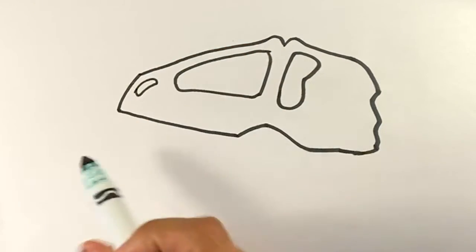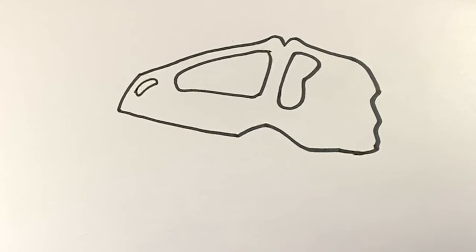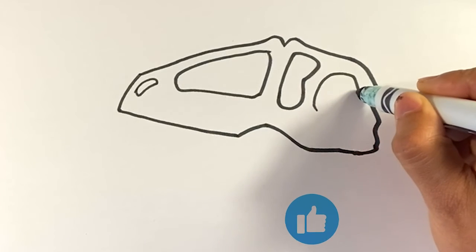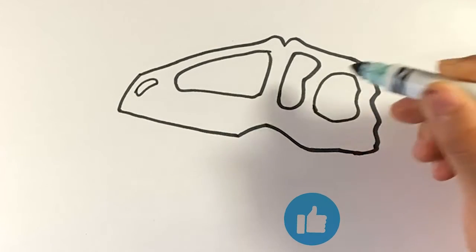Curve over here, kind of like a bean shape over here for the nose. The nostril. And then over here for the back of the head is another one. All these kind of holes in the head.